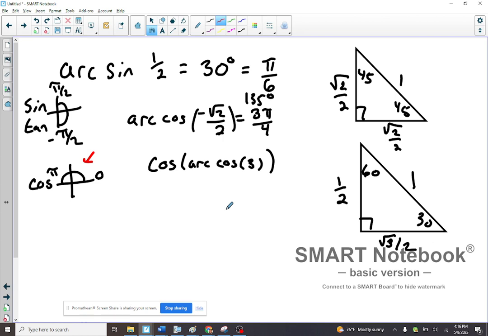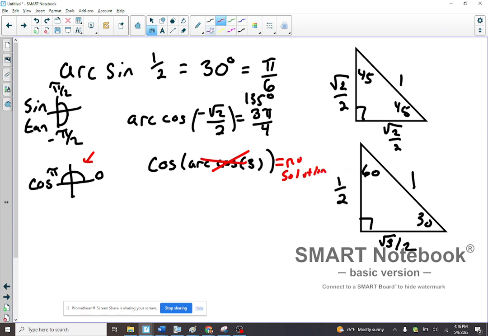Because in the unit circle, it only can produce from a maximum of 1 to the minimum of negative 1. Oh, it's tan and arctan, whatever. So in this case, arc cosine of 3 cannot happen. That is not a solution. So this is no solution, okay?